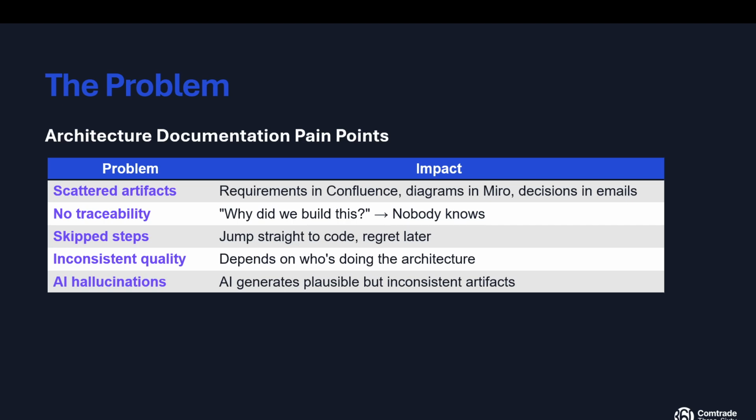And finally, there is a newer problem, AI hallucinations. We all are using AI tools now to help with the architecture work, but if you ask an AI to generate an architecture, it will happily produce something that looks plausible, but it's internally inconsistent. It might contradict itself from one artifact to the next. And ArchFlow was built basically to solve all of those problems.